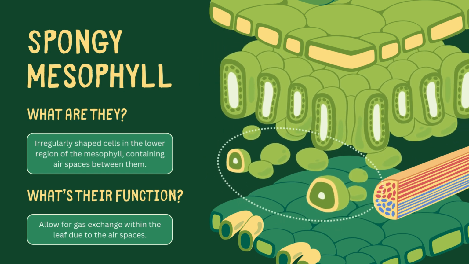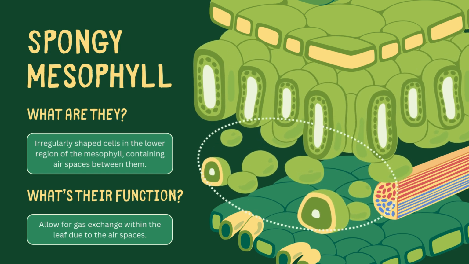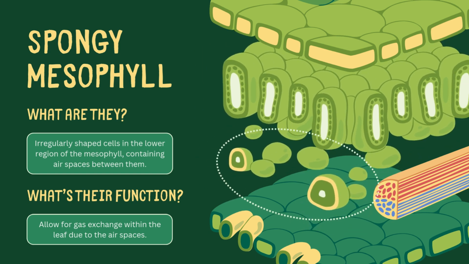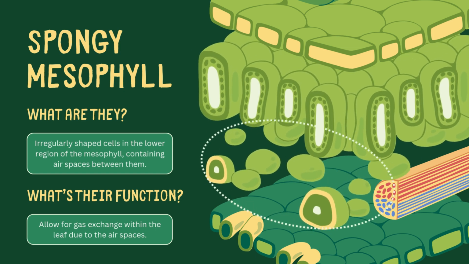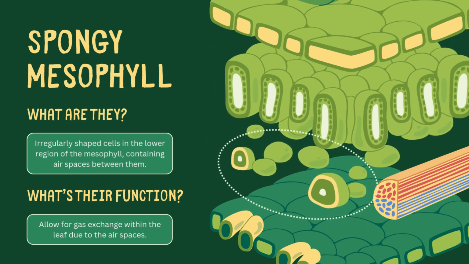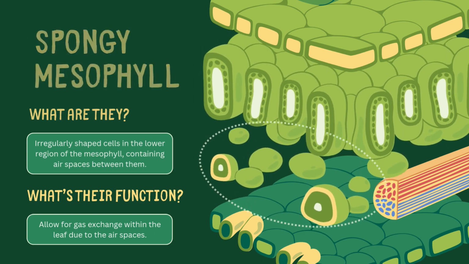5. Spongy Mesophyll. What is it? Loosely packed cells found beneath the palisade layer. Function: allows gas exchange, CO2 in, O2 out, due to the air spaces between cells. These cells also do some photosynthesis.